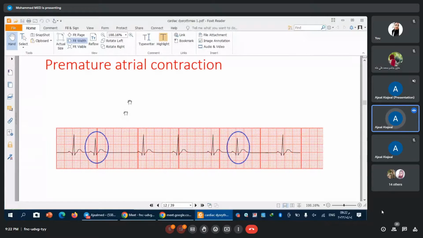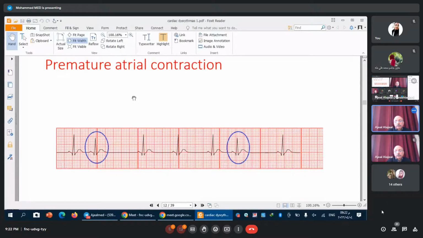A premature atrial contraction. A premature beat could be atrial, could be ventricular. But these are atrial. How can we differentiate atrial from ventricular? The atrial premature beats are normal in configuration. You see, there is P wave, there is PR interval, there is QRS followed by T. So it's quite normal, but it comes prematurely.